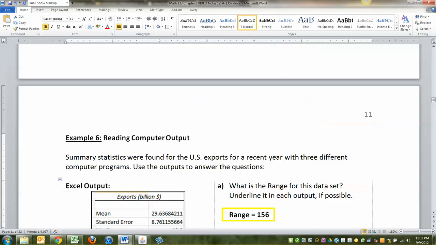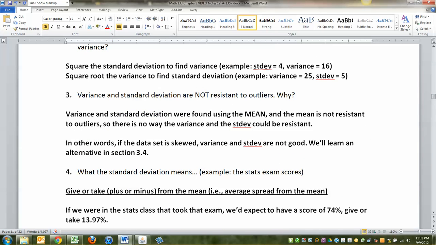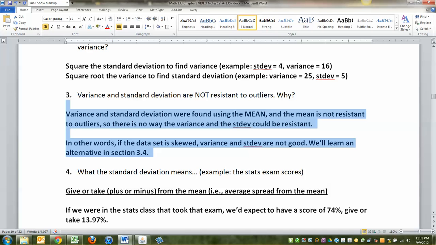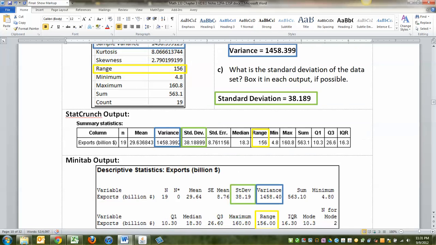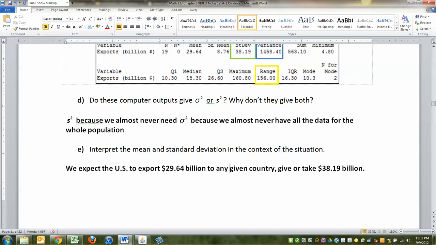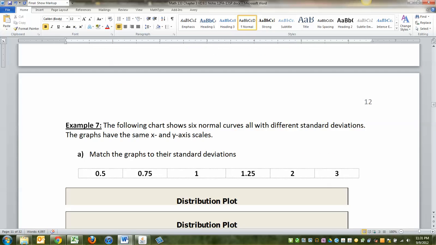Remember we said that variance and standard deviation are not resistant. We said it back a page ago. They are not resistant to outliers. If the data is skewed, they're not really that great, which they're not in this case. So you're ending up with a value that's lower than the average actually was for the country. But that's okay. We'll live. That's all we wanted to do at this point, was to interpret it.